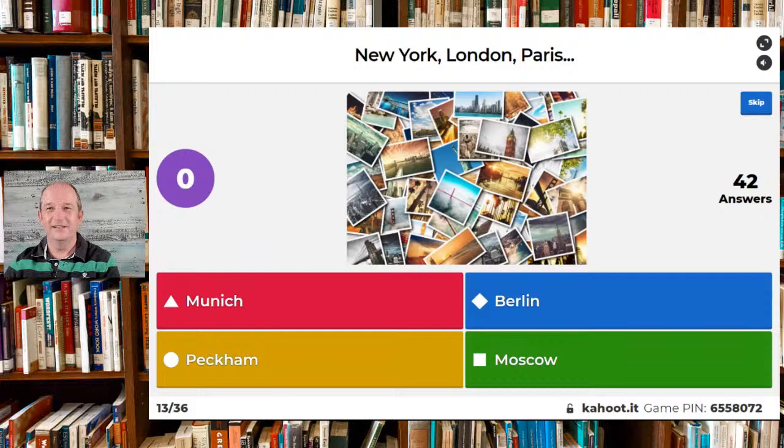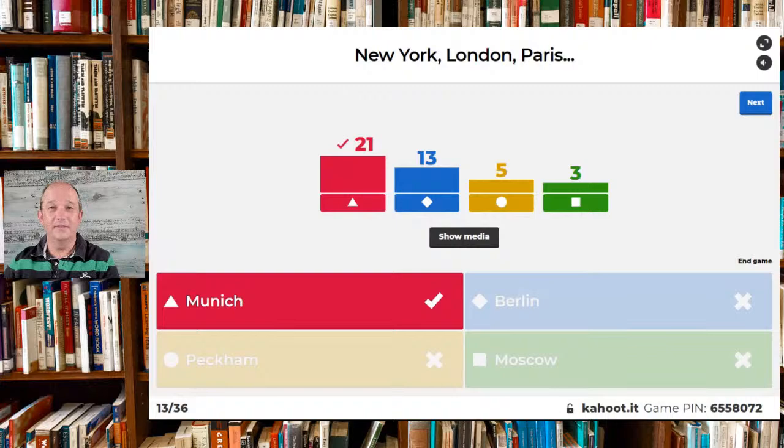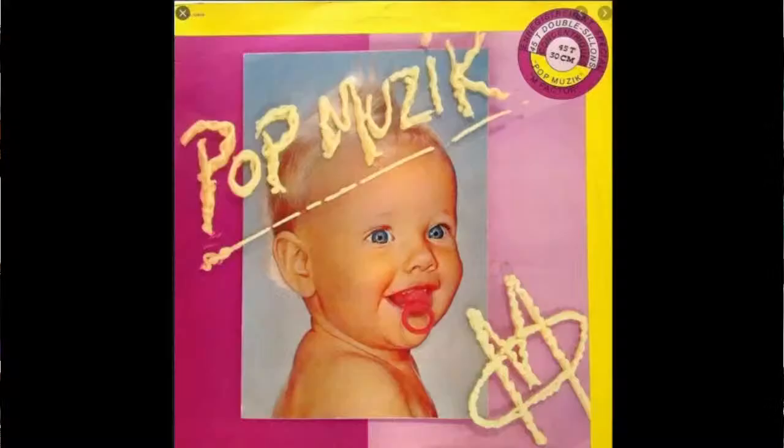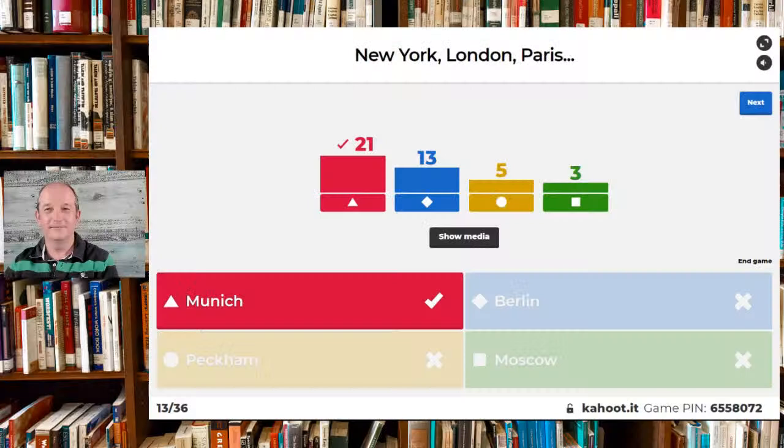Here we go. And the correct answer is Munich, because it's a line from a song. It's this one. And yeah, that was the record cover. That's all I'm going to say about that.